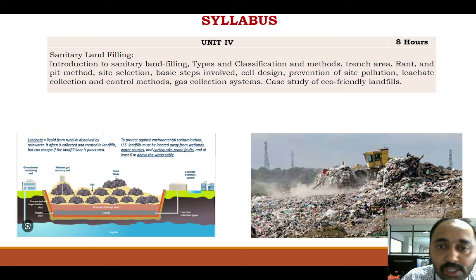So here you are going to see the types and collections, the methods like trench method, ramp and pit method, how you are going to select a site for sanitary landfills, what are the cell designs that you are going to take, how leachate collection and control methods can be taken into picture, and one case study related to landfill sites. This is about unit number 4, which is for 8 hours.